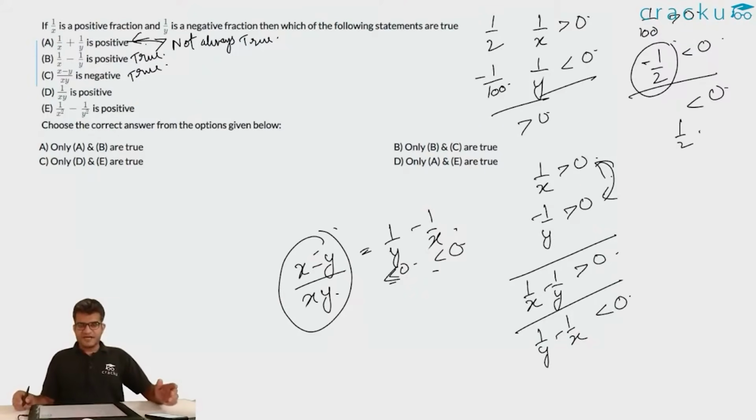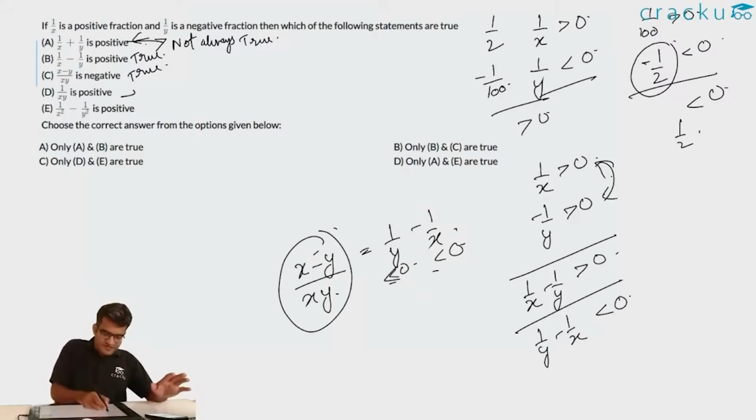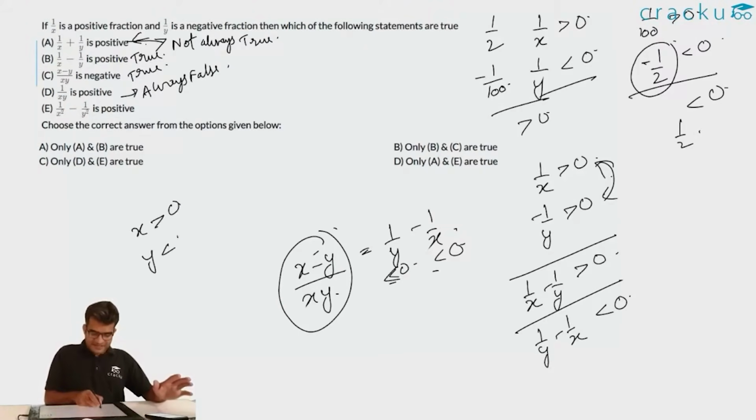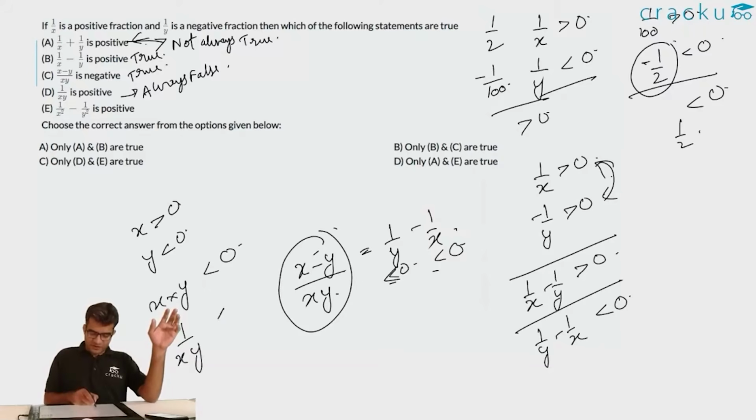Option D is 1 by xy is positive. This is always false. Why is this the case? Because x is greater than 0 and y is less than 0. So x into y, the product of a positive number and a negative number, is always negative. Therefore, the reciprocal of it, 1 by xy, is always less than 0.